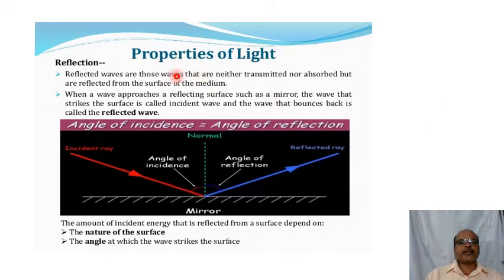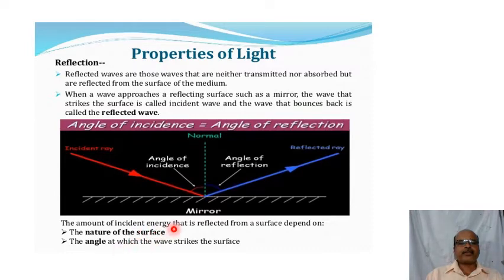Then we will see the basic properties of light. The first term is reflection. Reflected waves are those waves that are neither transmitted nor absorbed but are reflected from the surface of the medium. This is an incident ray, and that ray reflected into the same medium is called a reflected ray. When a wave approaches a reflecting surface such as a mirror, the wave that strikes the surface is called the incident wave, and the wave that bounces back is called the reflected wave.